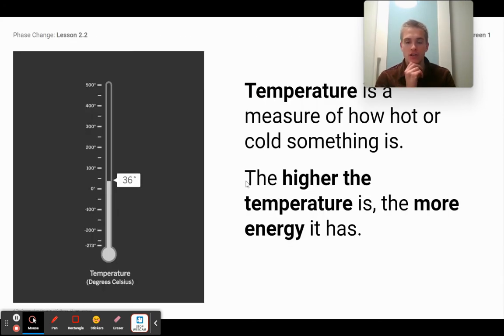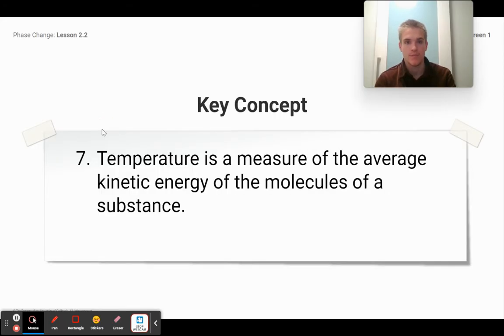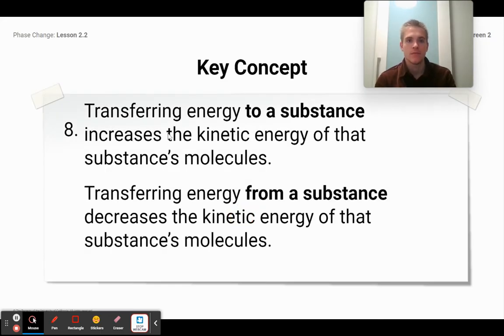Temperature is a measure of how hot or cold something is. The higher the temperature is, the more energy it has, and the more movement it will have too. Temperature is a measure of the average kinetic energy of the molecules of a substance. Transferring energy to a substance increases the kinetic energy of the substance's molecules and its temperature. Transferring energy from a substance decreases the kinetic energy of that substance's molecules and decreases its temperature.